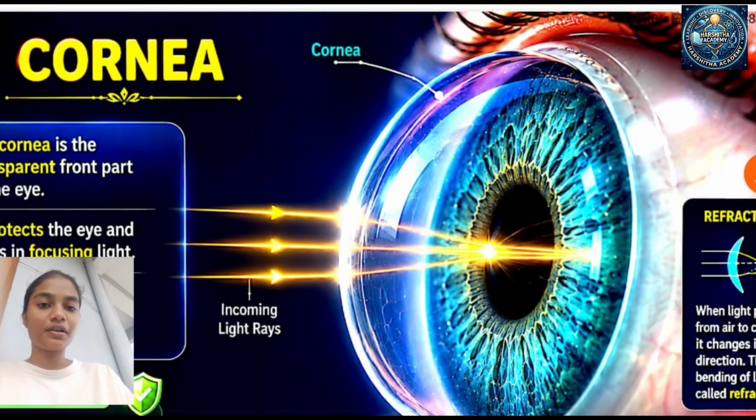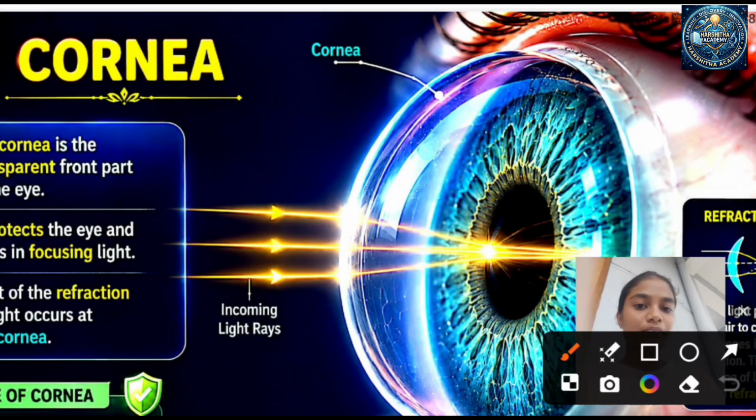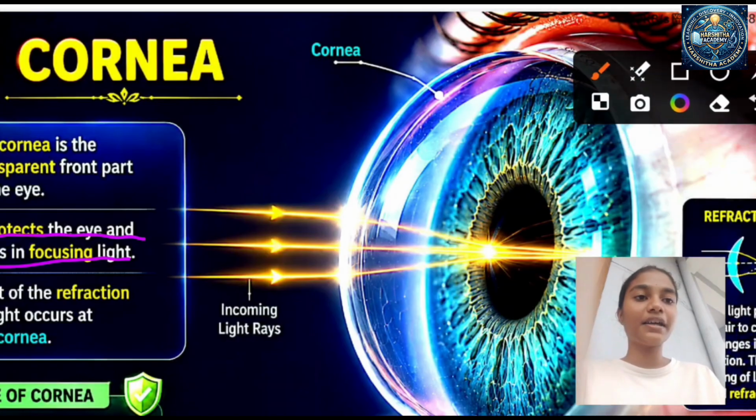You can observe here once again that it protects the eye and also helps in focusing light. So it helps in protecting our eye, and most of the refraction of light occurs at the cornea only. What is refraction of light? If light passes from one medium to another, it bends and travels.